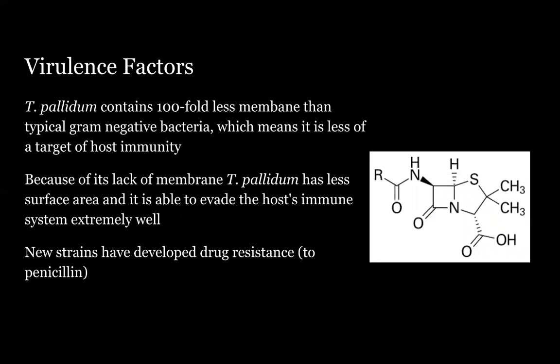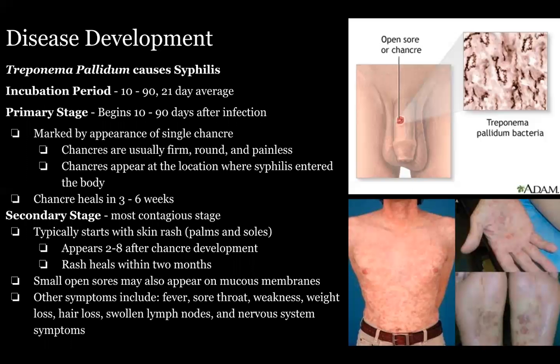The virulence factors for Treponema pallidum include its membrane, which has 100-fold less surface protein than the typical gram-negative bacteria, which makes it less of a target for host immunity. Because the membrane has less surface area, it is able to evade host immunity very well. Due to evolution of the bacteria, newer strains have developed drug resistance, specifically to penicillin, which is most commonly used to treat Treponema pallidum.